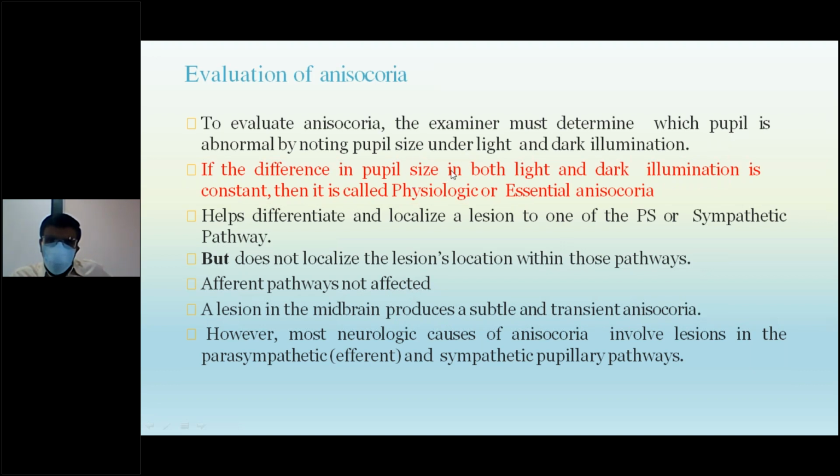Physiological anisocoria means there is no difference in the anisocoria between dim light and bright light. Lesions of the sympathetic and parasympathetic pathways produce significant anisocoria. Efferent pupillary pathway lesions do not produce anisocoria. That is the evaluation of anisocoria.